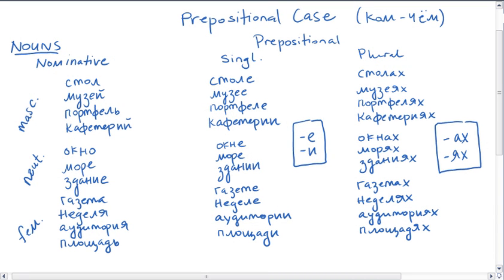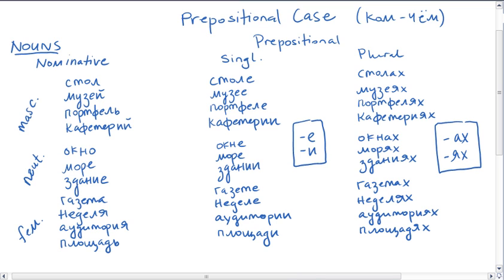Okay, so in this episode, let's talk about the prepositional case. The prepositional case is used with prepositions, which we have in English also, lots of prepositions. In or at or by. Let's look first at the endings that the nouns take in the singular and plural in the prepositional case.